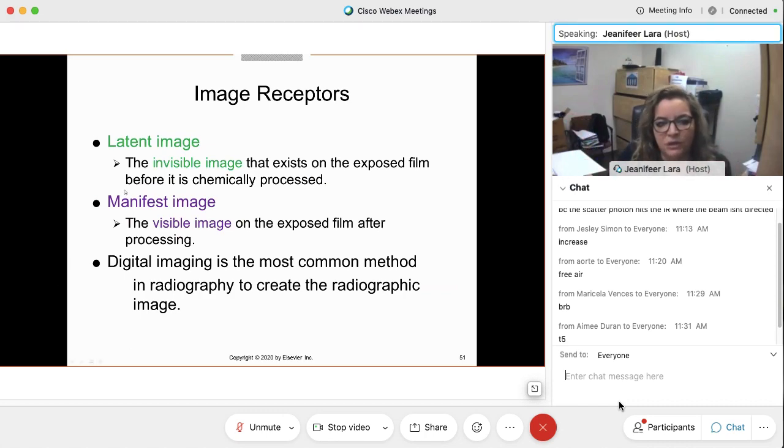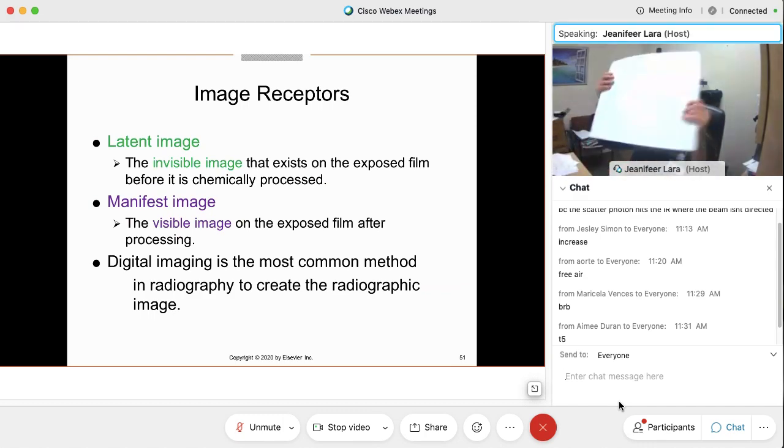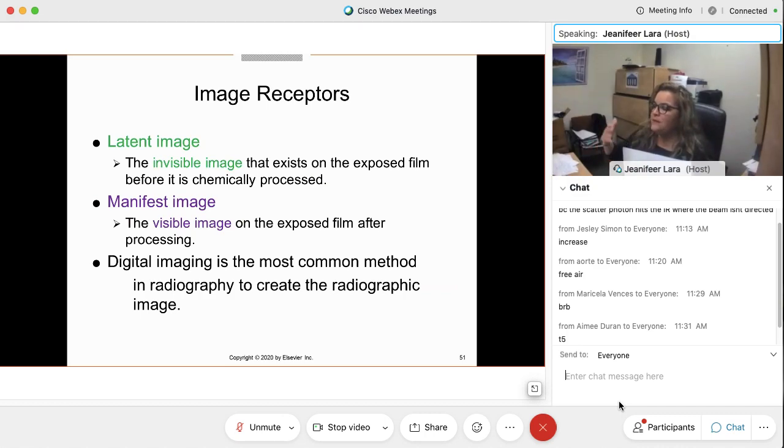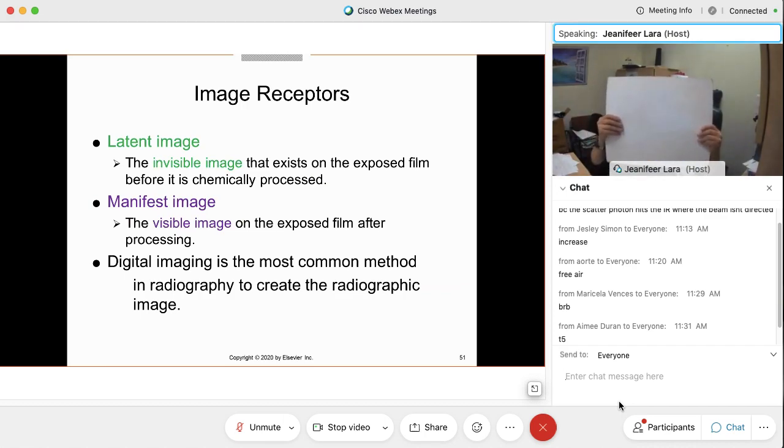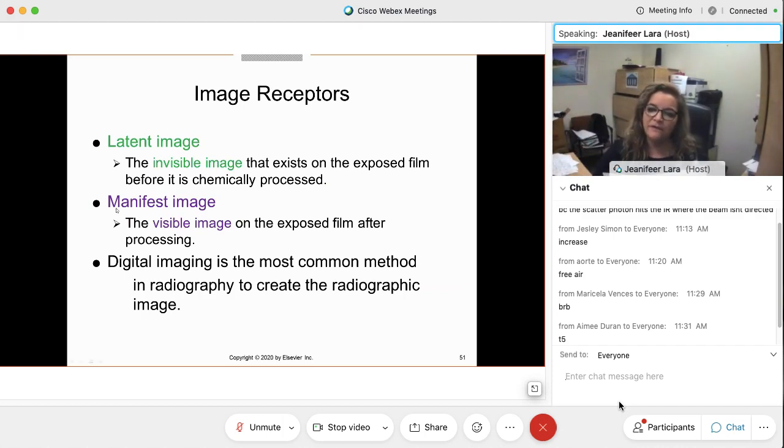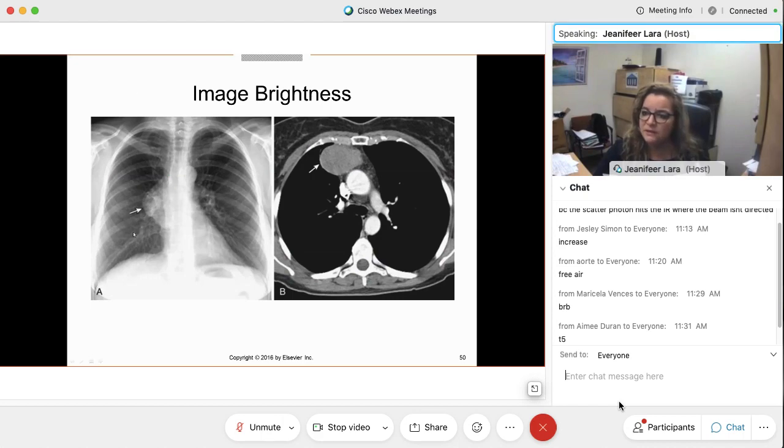But we know what a latent image is: an invisible image. It's when the X-rays reach the image receptor, before you take that cassette, or as the patient is still standing at the Bucky for a flat panel detector or direct radiography. Before it becomes anything on the screen, it is going to be an invisible image. It's not until this screen is processed, energies are quantified, that it becomes a manifested image like this. This is a manifested image. You're able to see this on the screen.